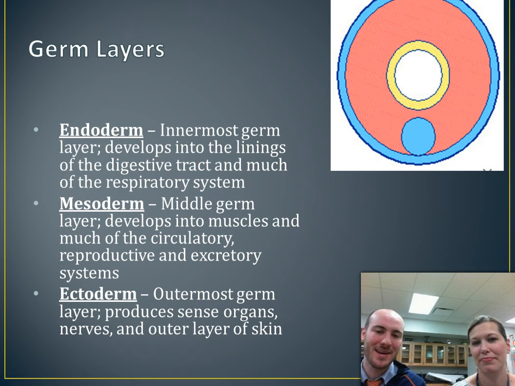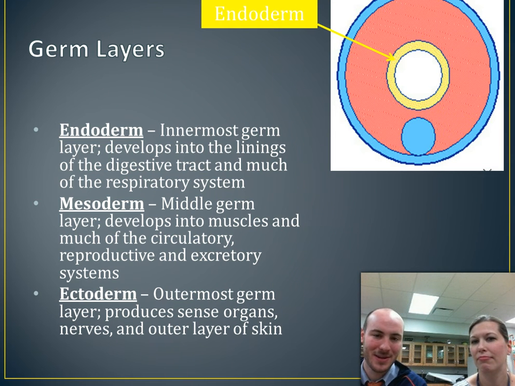But so the endo, what does endo typically mean when you're doing your prefixes? Inside, inner. Yep, inside. So the innermost germ layer, that yellow right there, is the endoderm. Okay, and when those cells develop during early development, they're eventually going to become like the digestive tract and the respiratory system.